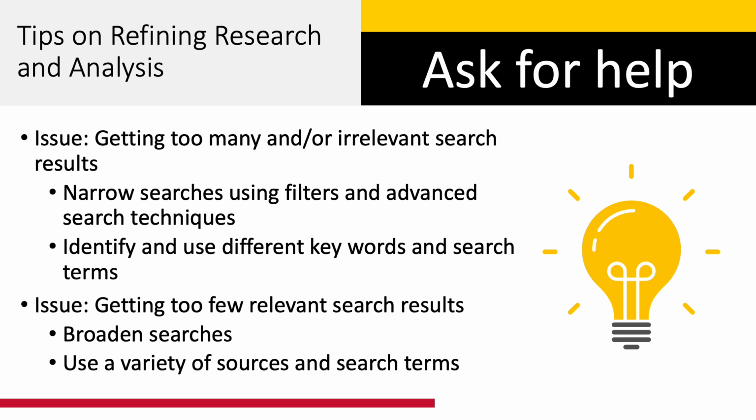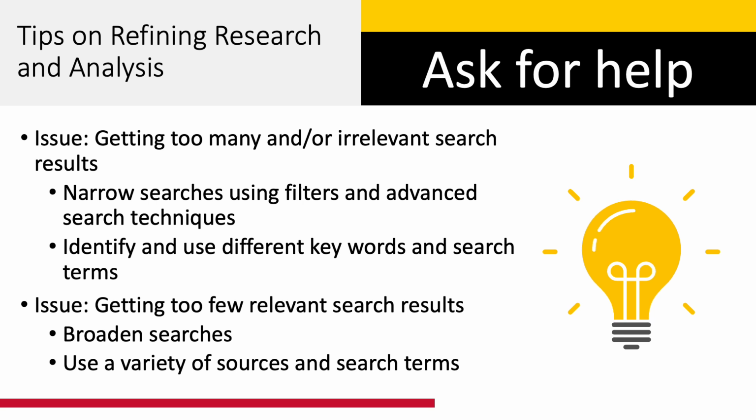So tips on refining research and analysis. The top one is ask for help. Ask your supervisor, ask an information professional, a librarian. Make sure that you've looked at all the resources that you have available. Make sure you've covered all your bases. And this is where asking for help can be very important.